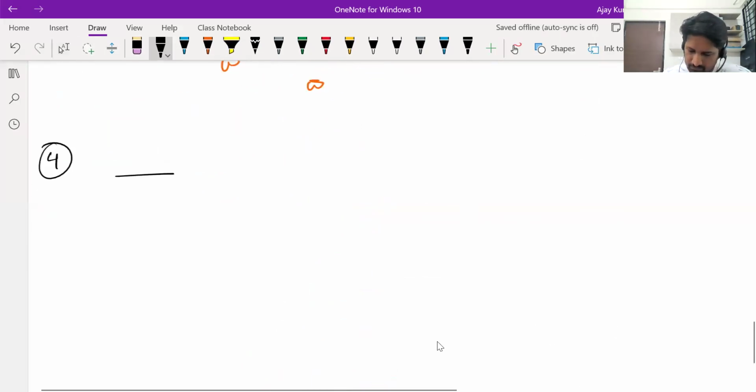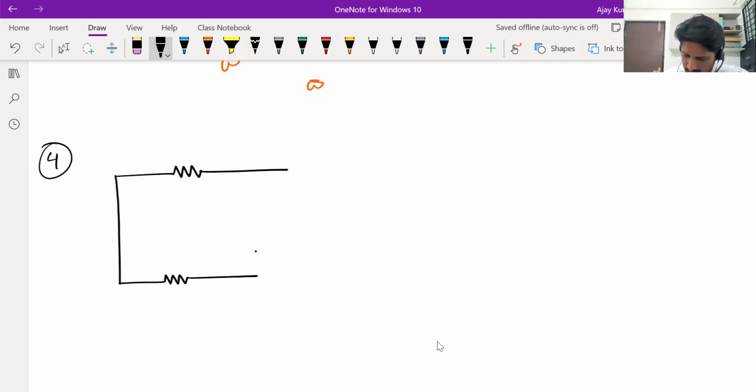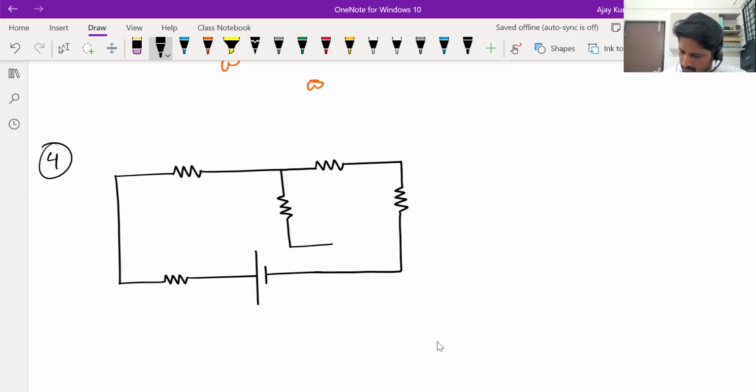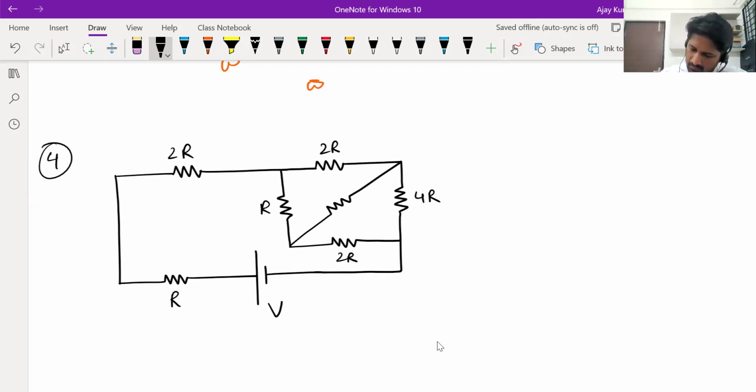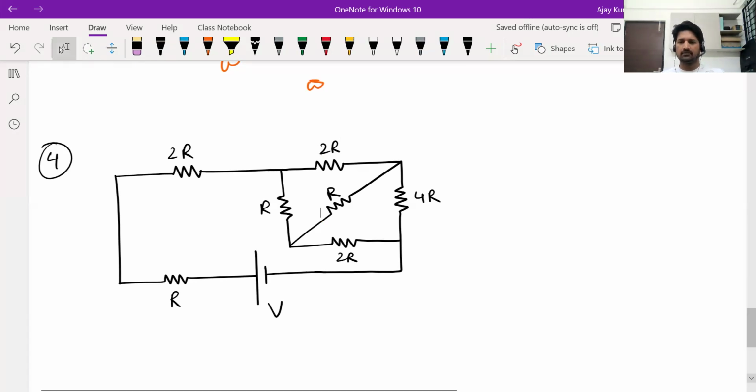Try this question. I think I made it very obvious. Anyway, never mind. Calculate the current flowing in the circuit. Answer will be in terms of V and R.